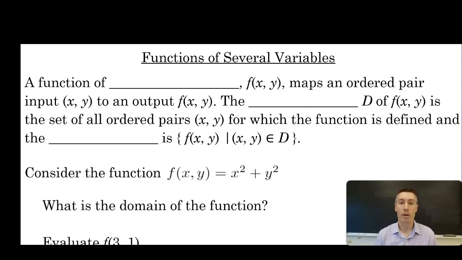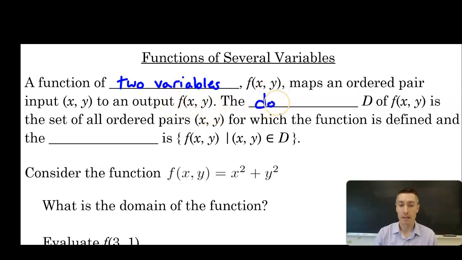In this video, we are going to learn about functions of several variables, which extend the work we've done with functions of single variables into higher dimensions. Starting off, a function of two variables, f of x y, maps an ordered pair input x y to an output f of x y. So notice our input is now a point as opposed to a single value, and our output is still a single value, now denoted f of x y.